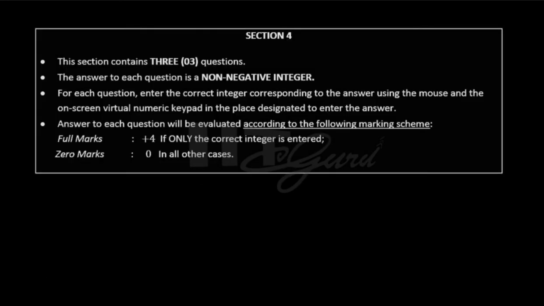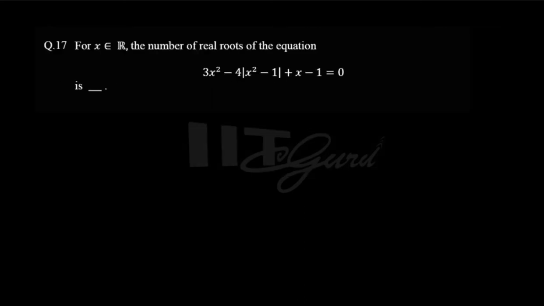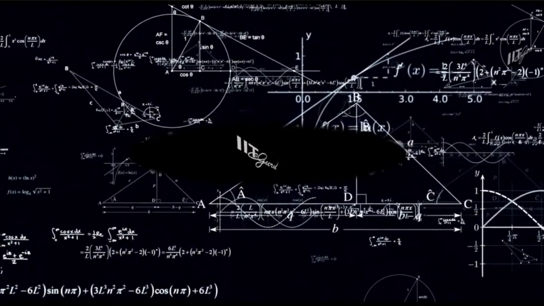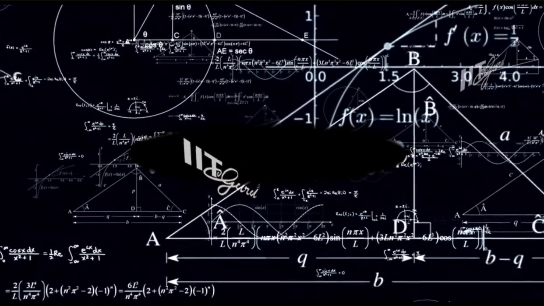And section 4 consists of 3 questions. The first question is from quadratic equation, next from SOT, solution of triangle, then the last question is from vector. So let's start solving the paper of JEE 2021 Advanced right after this short break.